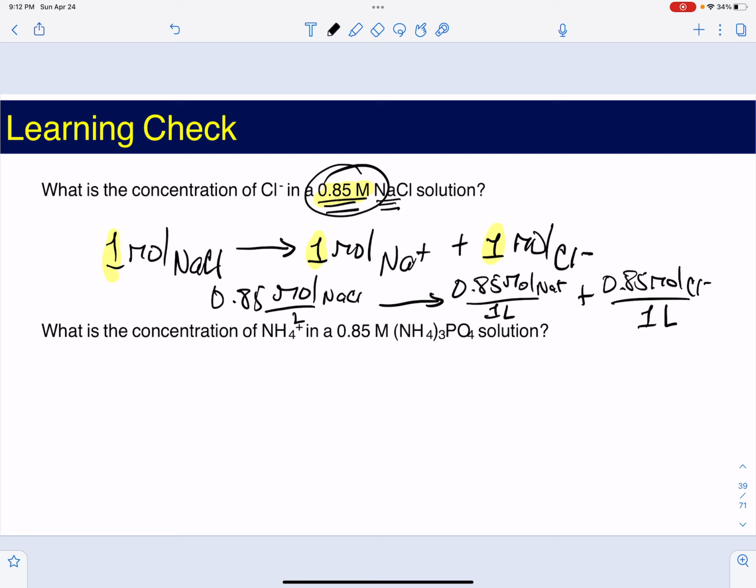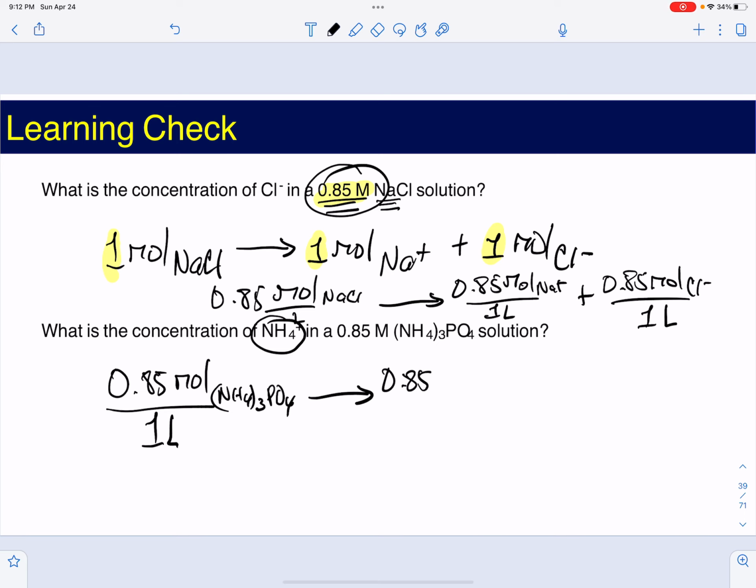What about the next one? The next one, we're looking for the concentration of ammonium given 0.85 moles per every 1 liter of ammonium phosphate. When this dissolves, this is going to give us 0.85 moles of NH4 plus for every 1 liter, plus 0.85 moles of phosphate for every 1 liter.